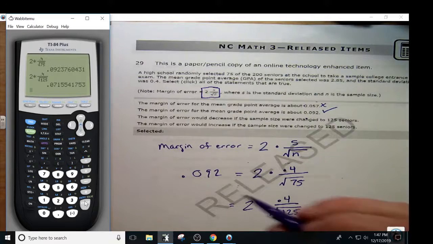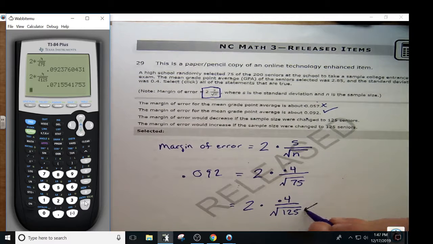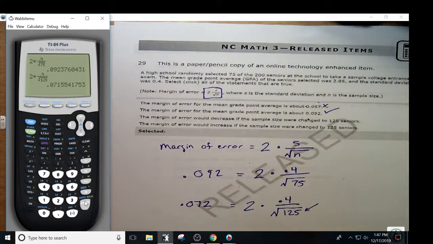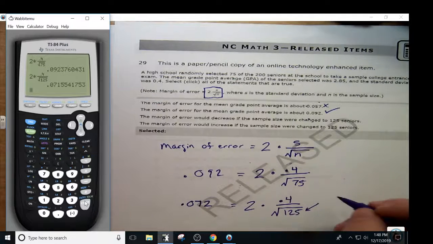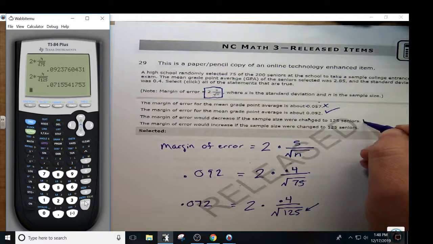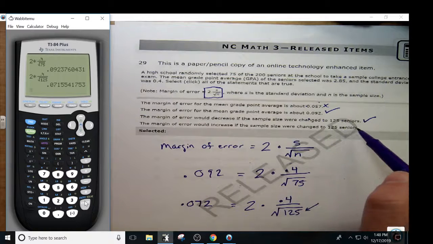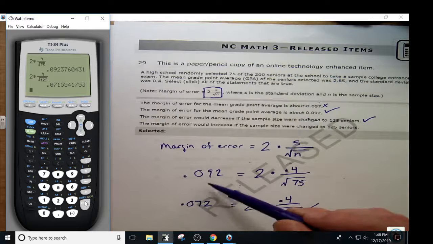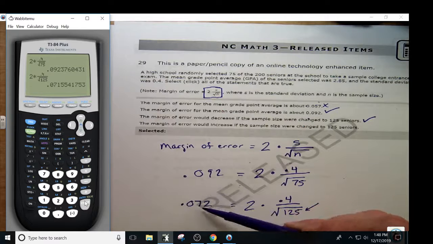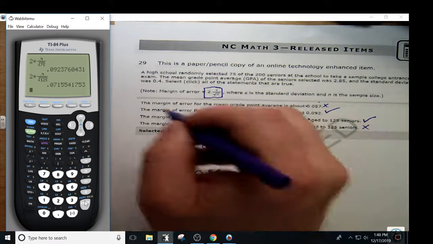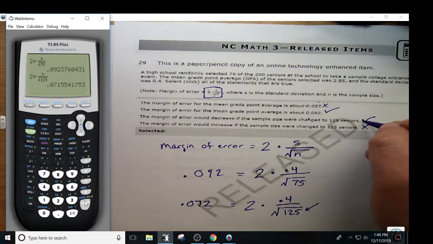Now look, the standard deviation when 125 seniors is put in did actually decrease to 0.072 if you rounded it. So notice it did decrease, so that would work. The margin of error would increase if the sample size were changed to 125 seniors. Well, we saw that it decreased from 0.92 to 0.072, so we know that's not the answer. So your answer, which would be correct, is the 2 check marks.